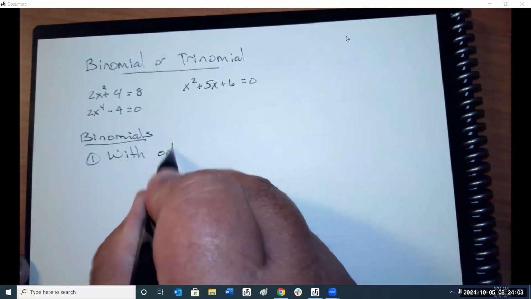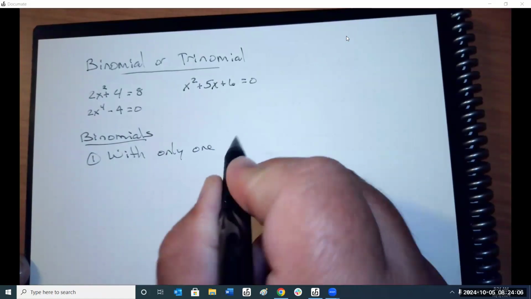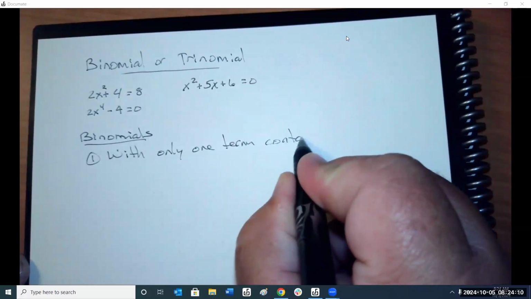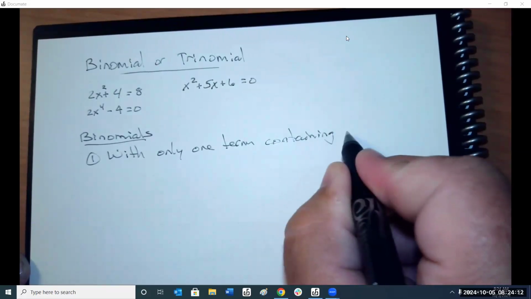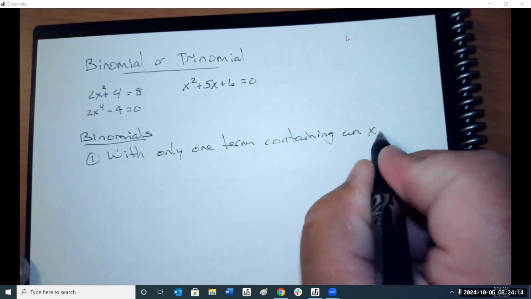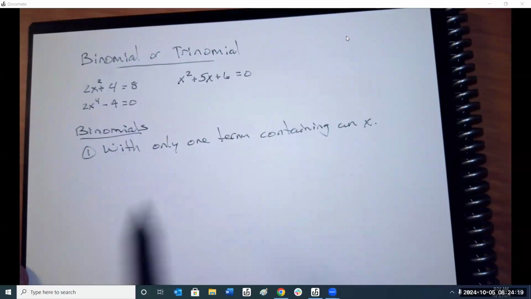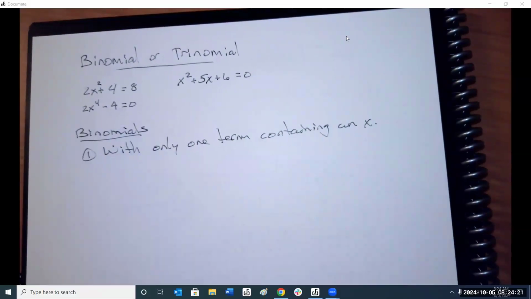With only one term containing an x, there's two types. Either only one term has an x, or both terms have an x.